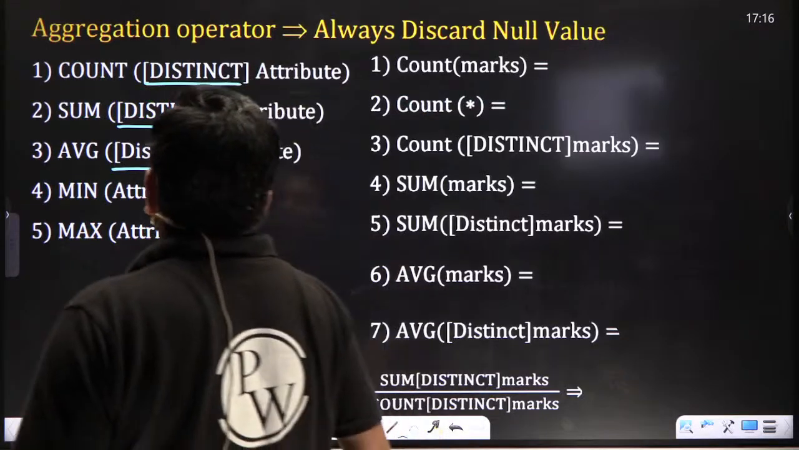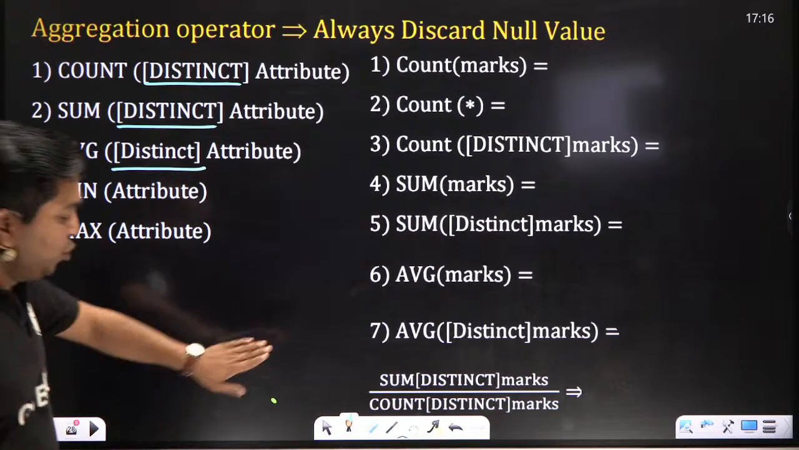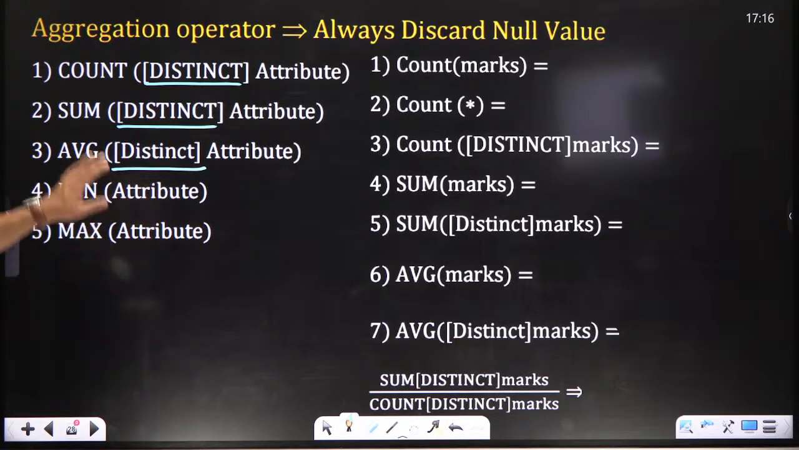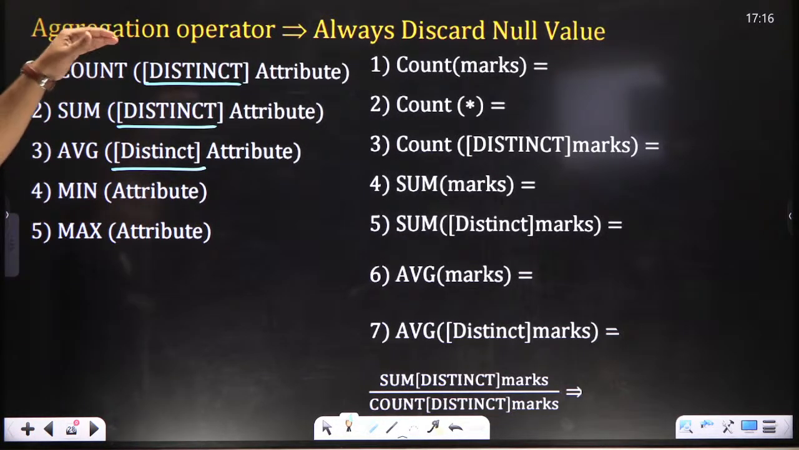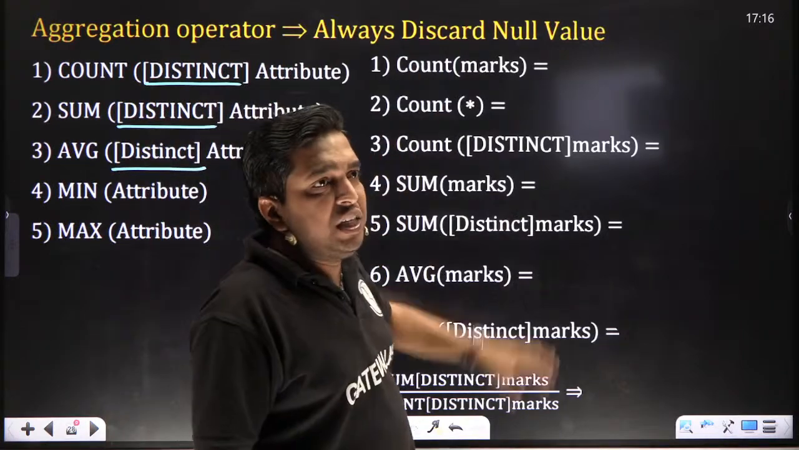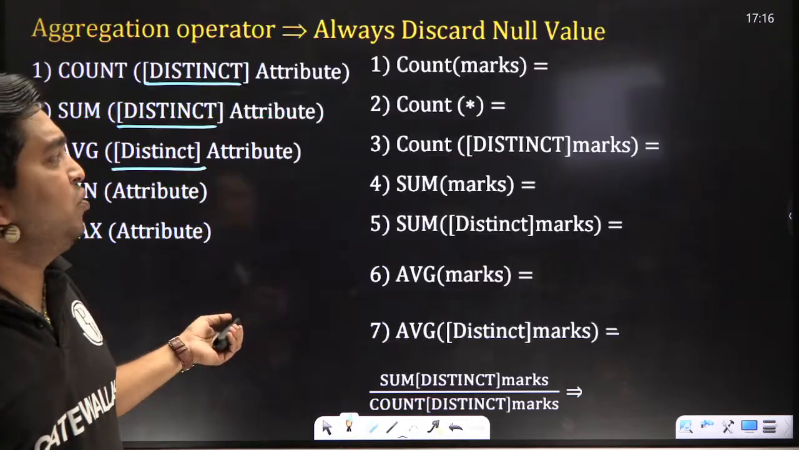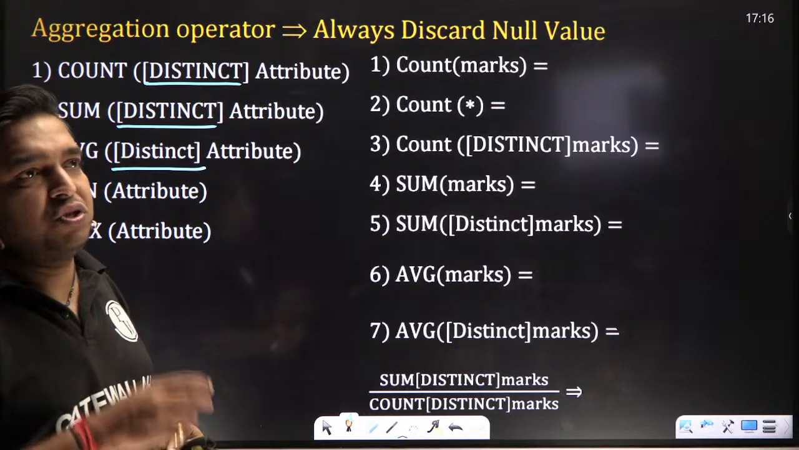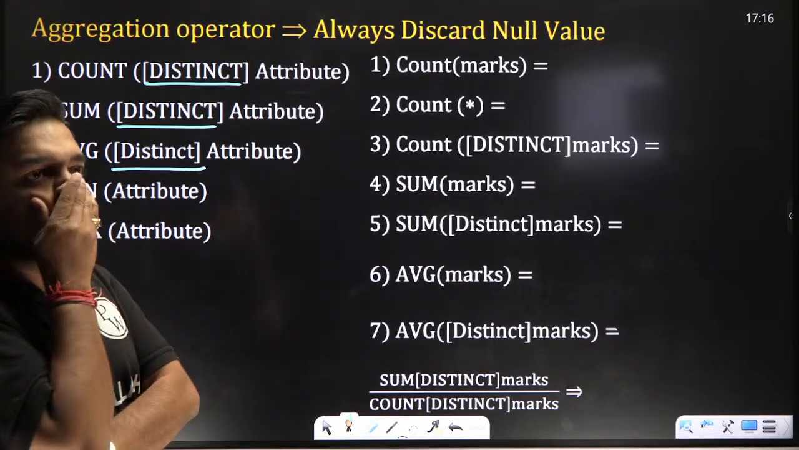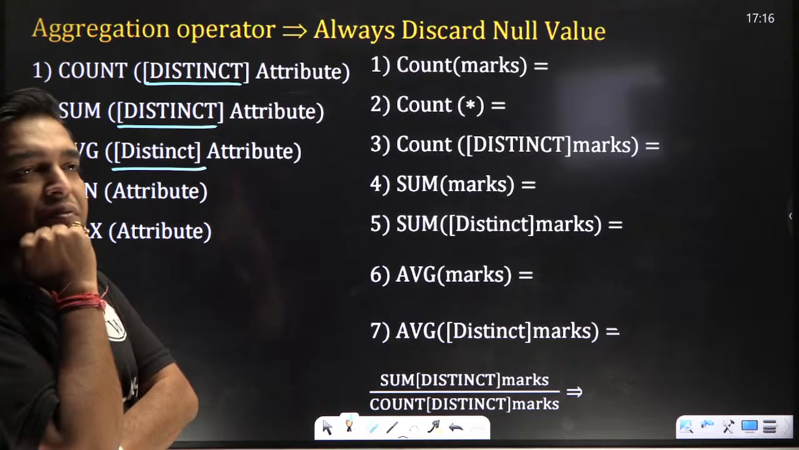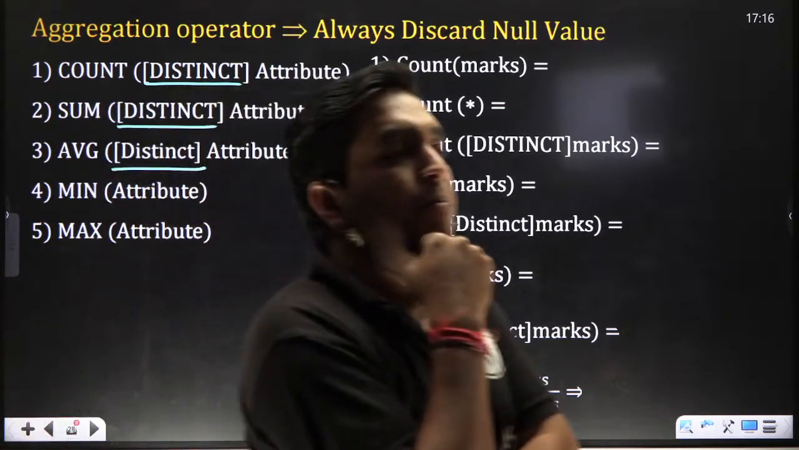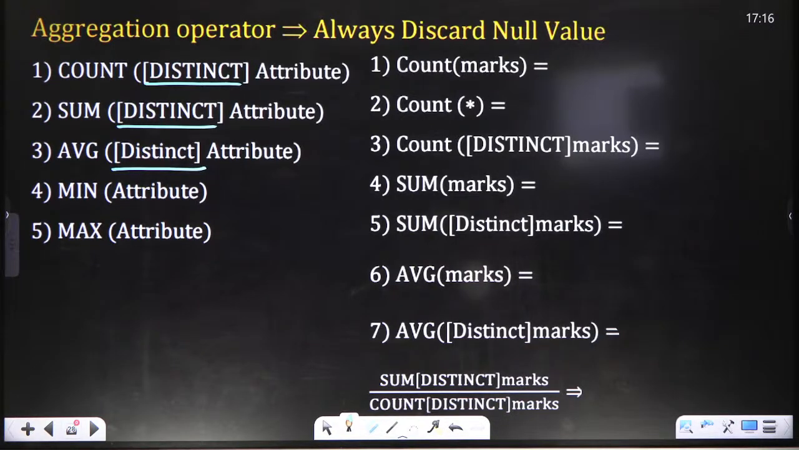Now listen carefully. You have to give the answers to these questions. These are the 5 aggregate operators. Now these are my 7 questions. You have to give the value for each of the 7 questions based on this table. Based on this table, please let me know fast. What is the answer to these questions?